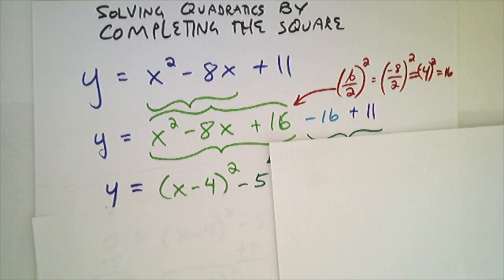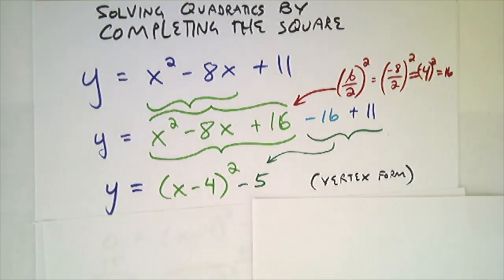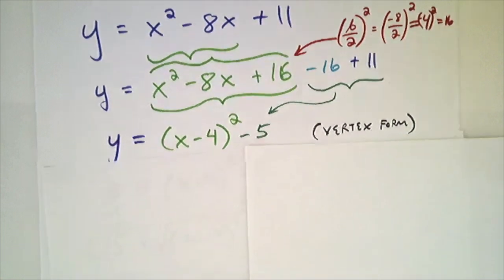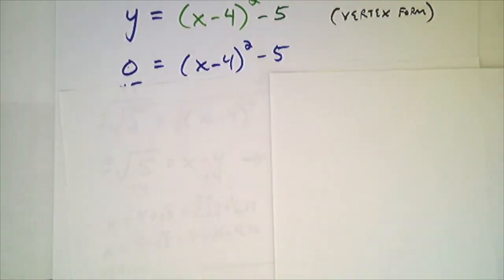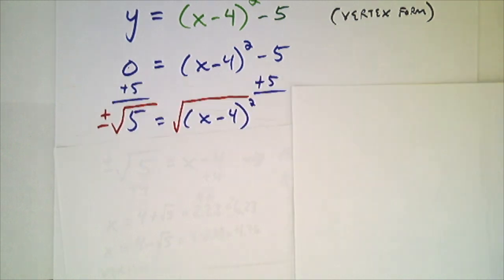So coming down here, -16 plus 11 is -5, and that is vertex form, where h is 4 and k is -5. So from there, we can find the zeros of the function by setting y equal to 0. And by doing so, we can find the values of x. Where does it hit the x-axis? We add 5 to both sides, so we get 5 equals x minus 4 squared.